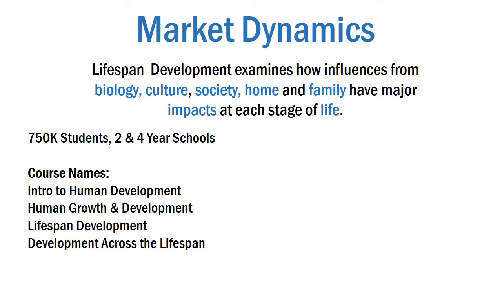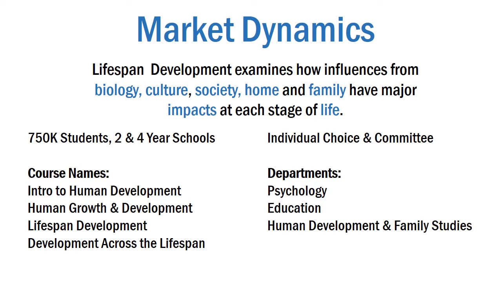Course names are pretty straightforward, but they can vary from school to school and department to department. For example, Intro to Human Development, Human Growth and Development, Lifespan and Human Growth, Lifespan Development, and Development Across the Lifespan could be possible course names. Psychology, Education, Behavioral Sciences, and Human Development and Family Studies departments may offer the course.